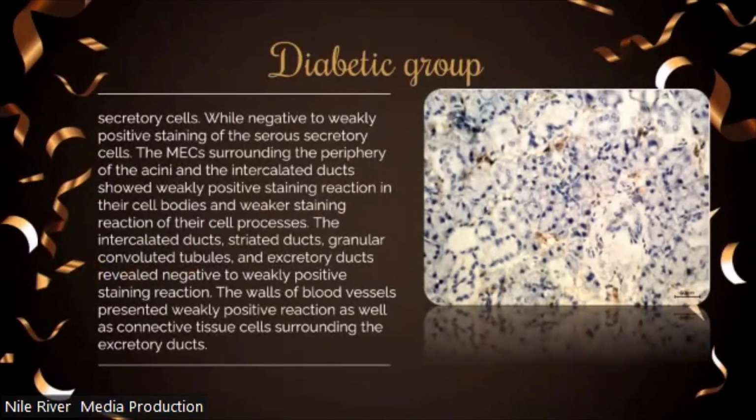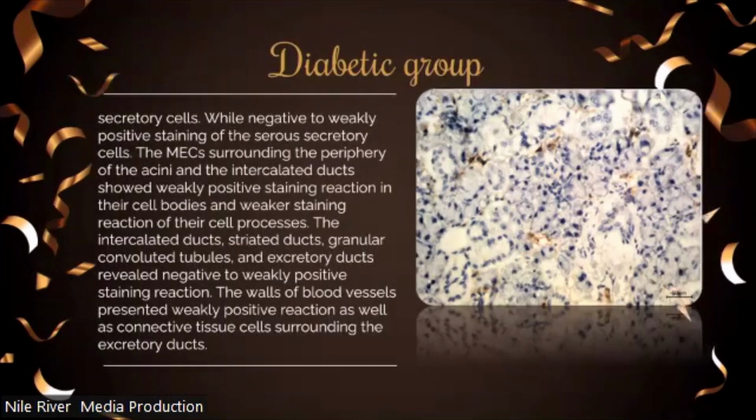In the diabetic group, the stain was negative to weakly positive in the serous secretory cells. The myoepithelial cells surrounding the periphery of the acini and the intercalated duct showed weakly positive stains, with reaction in the cell bodies and weaker stain reactions in the cell processes. The intercalated, striated, and granular convoluted ducts revealed negative to weakly positive stain.